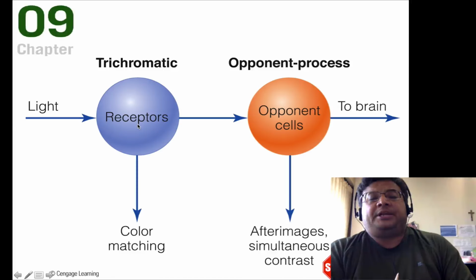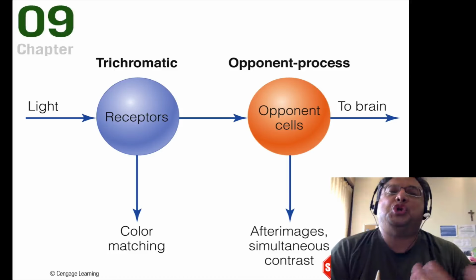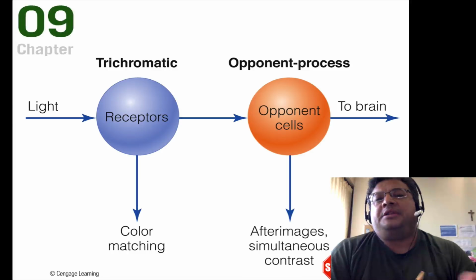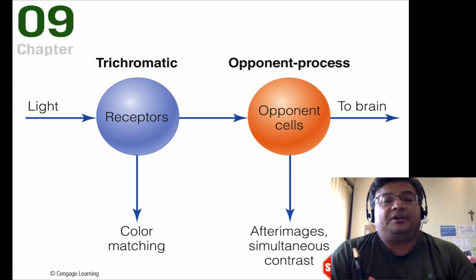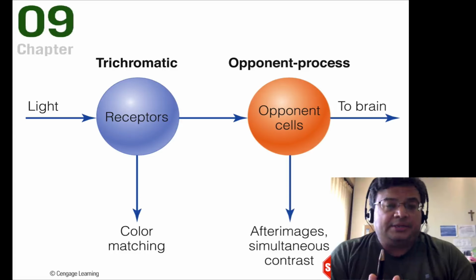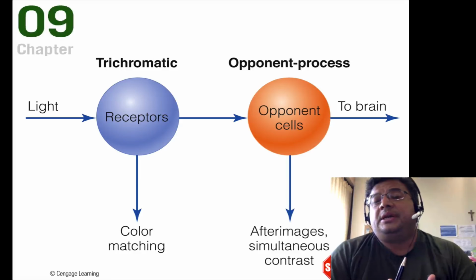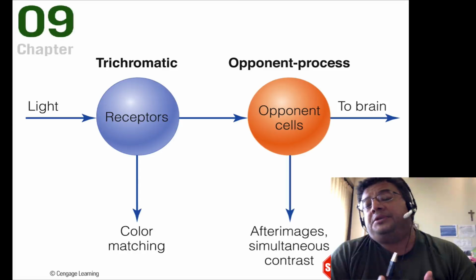But the receptors do feed their output to other neurons, and these other neurons in the retina, the ganglion cells and the bipolar cells that the receptors connect to, form circuits in the retina that probably control this opponent process, and ultimately feed their output to the brain.